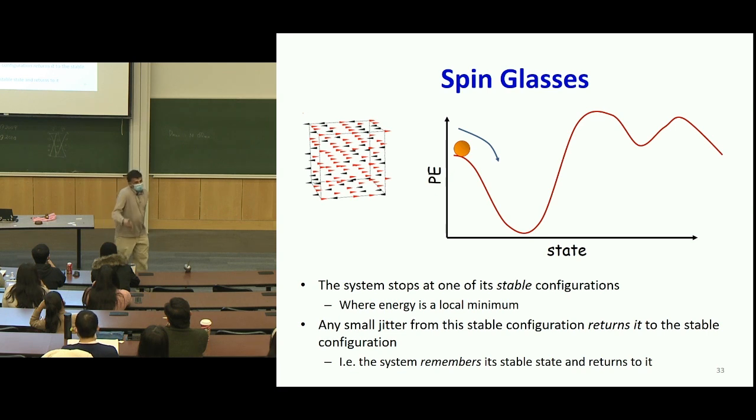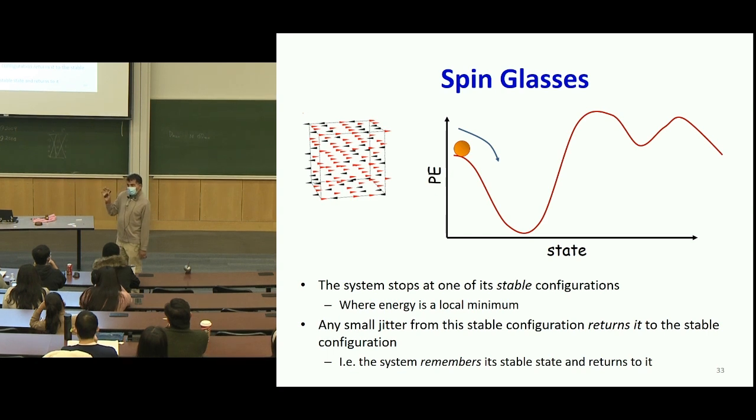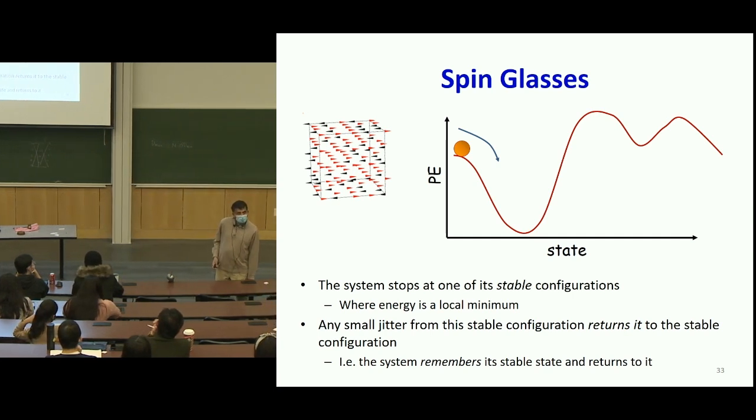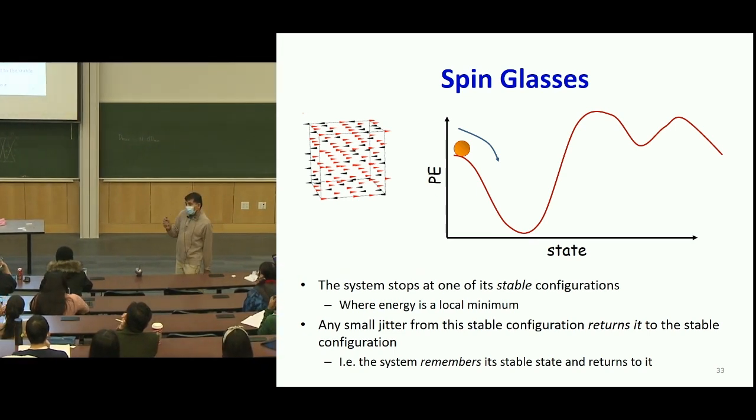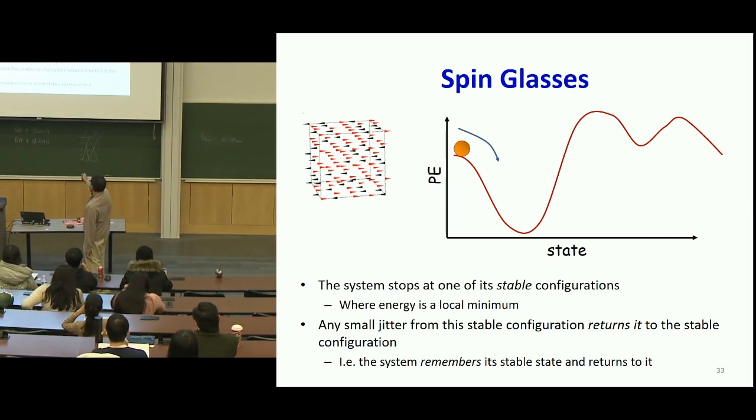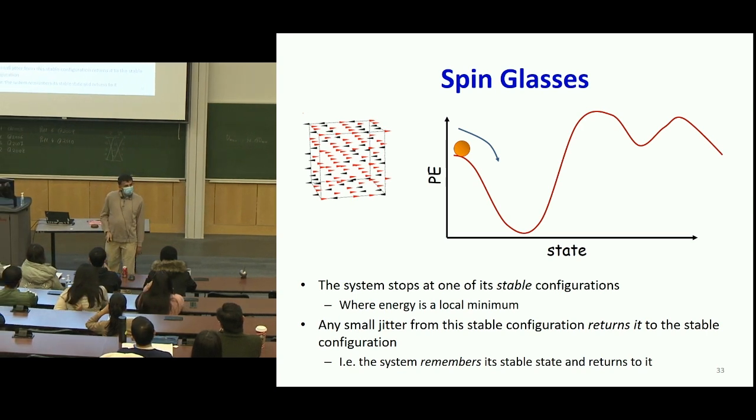And if it's at a local minimum, if you jiggle it a bit, it's going to come back to the local minimum. So any small jitter from the stable configuration returns the system to its original state. Now, we might have heard of things like shape memory alloys. They also have the same behavior: they have a local minimum in the energy, and if you distort them, they wander back to the local minimum in the energy, right? So if I start off at some local minimum configuration and I jitter it, the system is going to remember the configuration where you started off from. I could move this system from here all the way up here, and it's going to roll right back down and end up at the local minimum again.